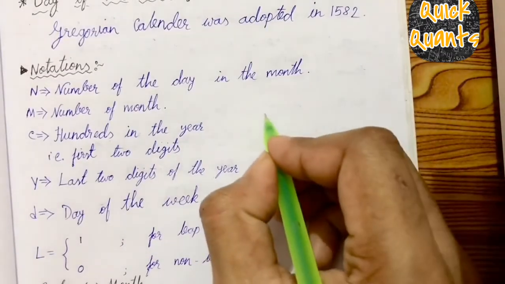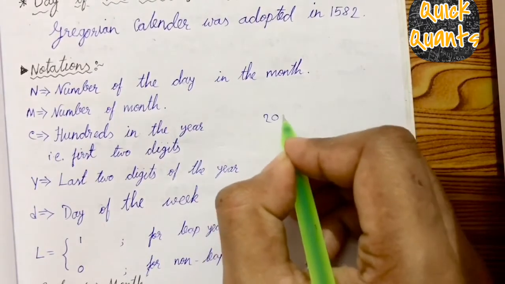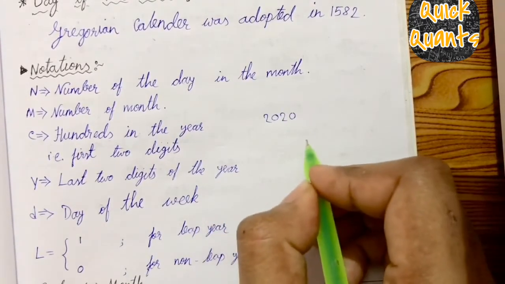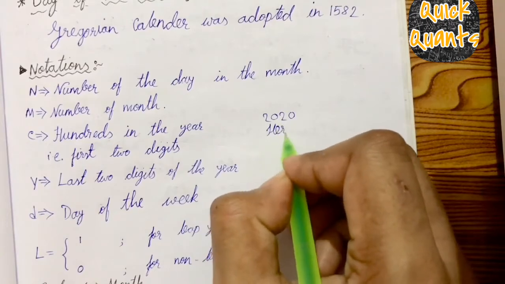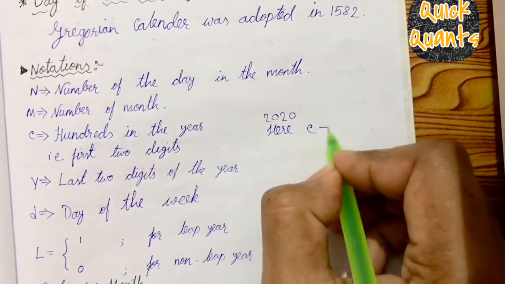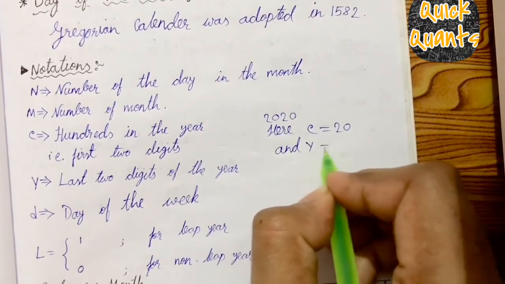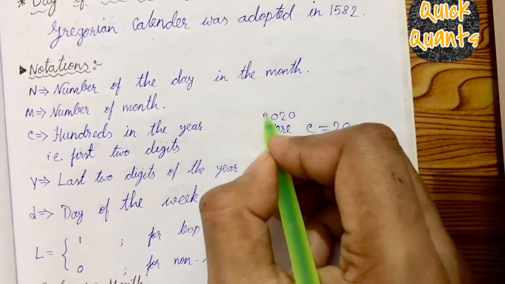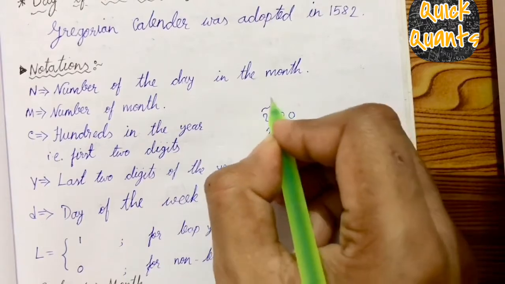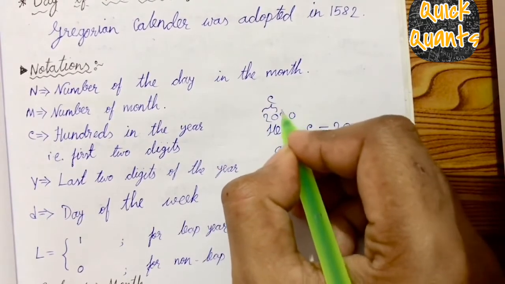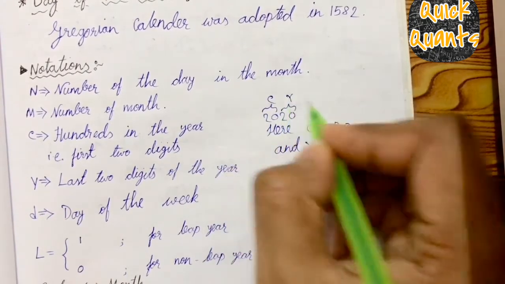Let me show how. If the year is 2020, here C will denote 20 and Y will also denote 20. This is C and this is Y.